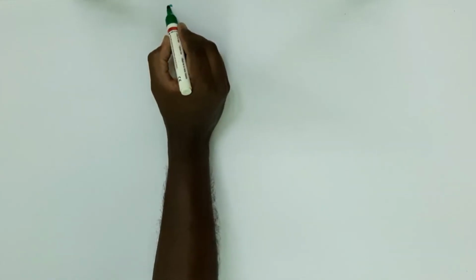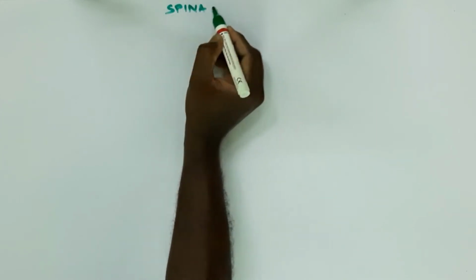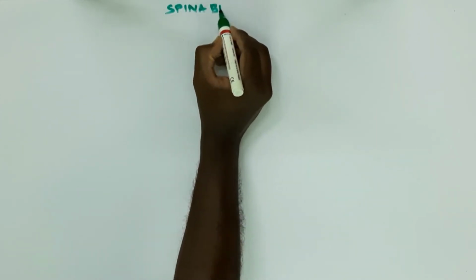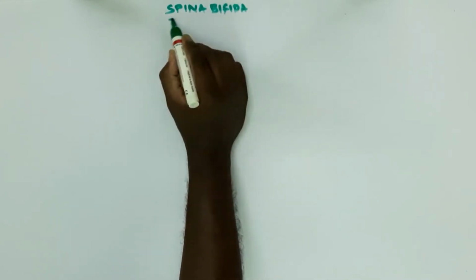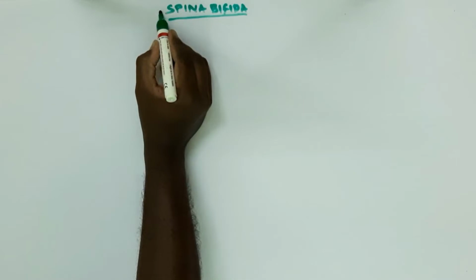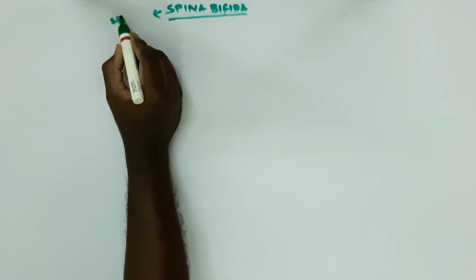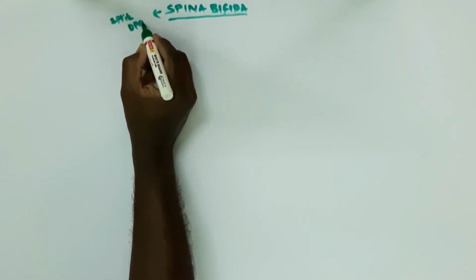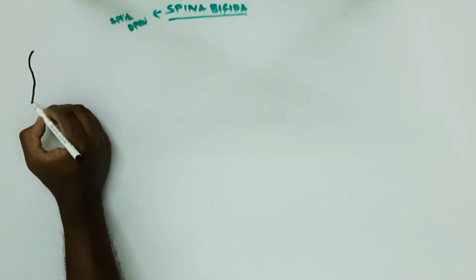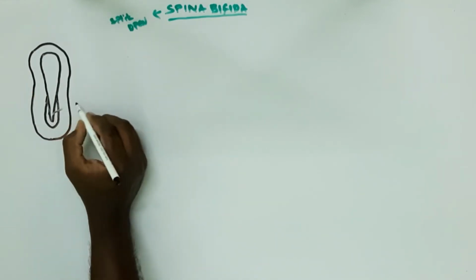Now we are going to discuss spina bifida. Spina bifida is nothing but an opening or a split in the neural tube. It is a type of birth defect, also called a neural tube defect, caused by the incomplete closing of the embryonic neural tube and vertebrae. It is a birth defect in which the developing baby's spinal cord fails to develop properly.